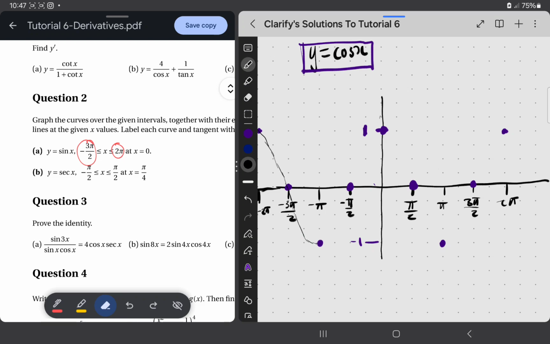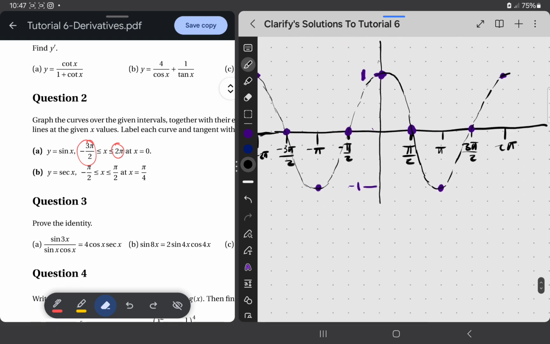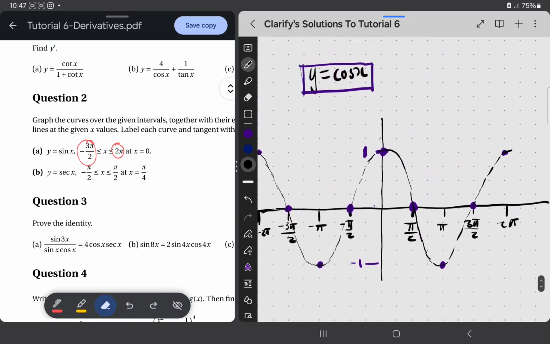Then it curves here. Make it curve nicely. Then come back up. Then you start curving here. It curves down, goes back down like this. Then curves, goes back up, and curves. What a beautiful thing. Look at it. Very nice, isn't it? And very easy as well.